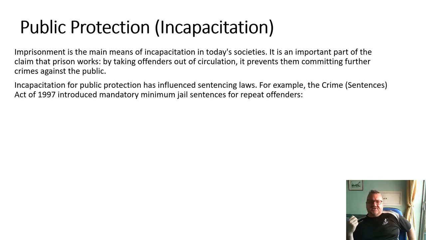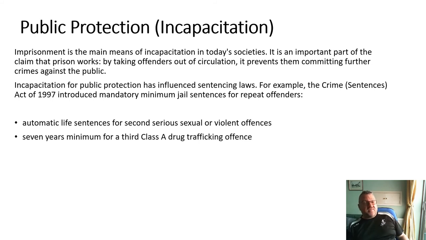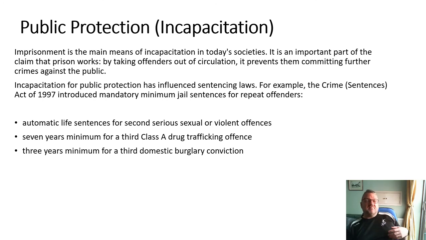And it would be true to say that incapacitation for public protection has influenced sentencing laws. For example, the Crime Sentences Act of 97 introduced mandatory minimum jail sentences for repeat offenders. What that was saying is, if we've got an offender that keeps on committing crime, clearly deterrence isn't working, our system isn't deterring them, so we've got to just bang them up and protect the public from these habitual recidivists. That act said there would be automatic life sentences for anyone that committed a second serious sexual or violent offence, a 7-year minimum sentence for a third Class A drug trafficking offence, and a 3-year minimum sentence for a third domestic burglary conviction. So the emphasis of that act was very much on public protection.